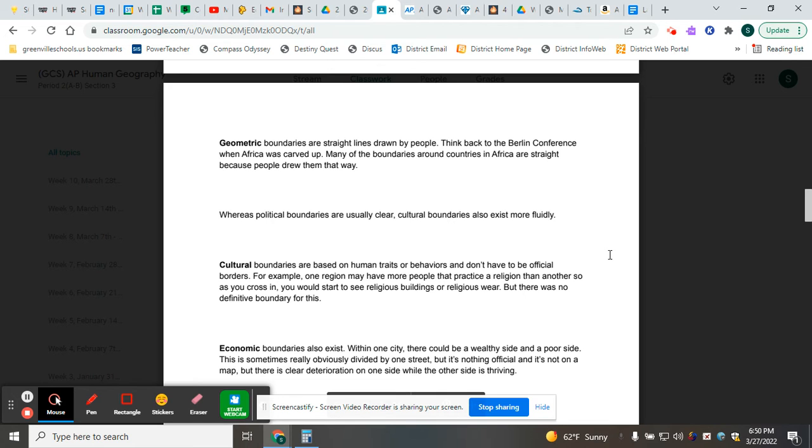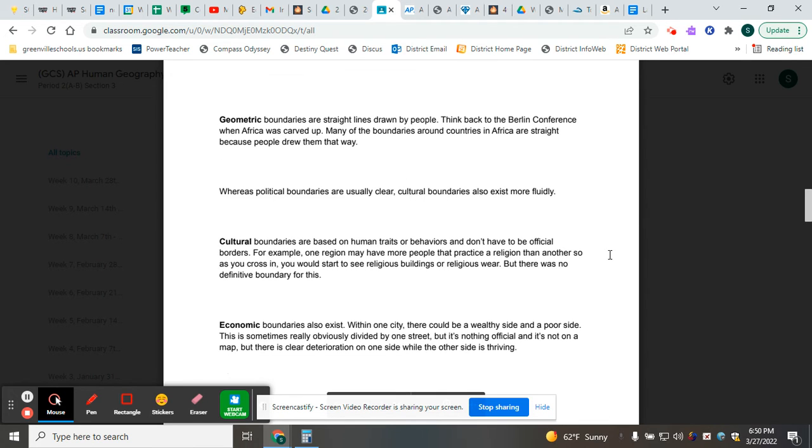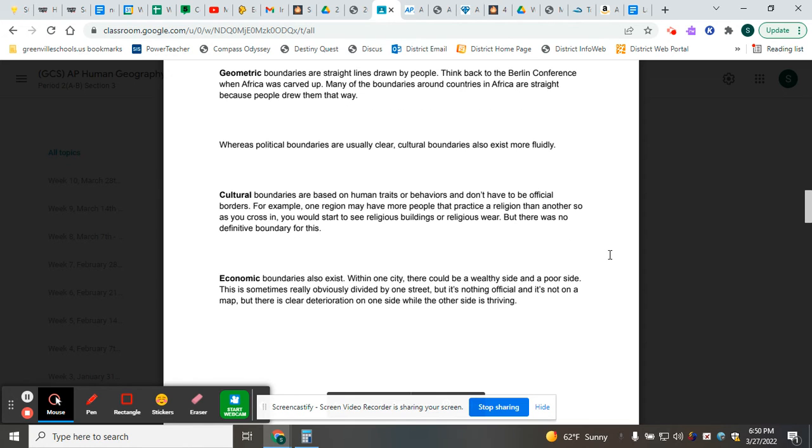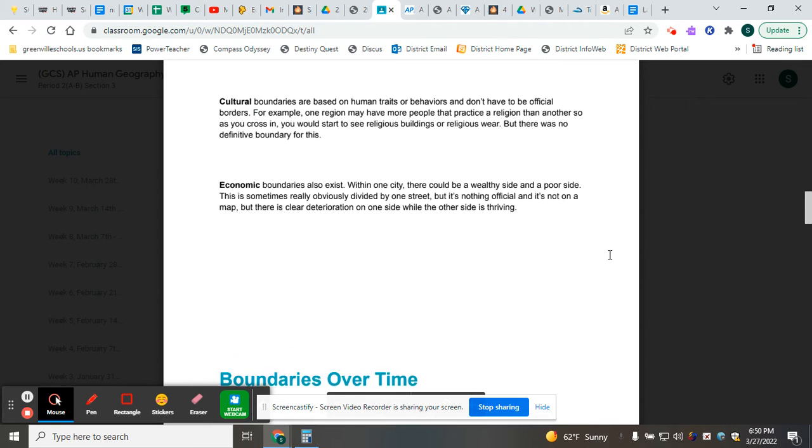Whereas political boundaries are usually clear, cultural boundaries are more fluid. Cultural boundaries are based on human traits or behaviors and don't have to be official borders. For example, one region may have more people that practice a religion than another. So as you cross in, you would start to see religious buildings or religious wear, but there was no definitive boundary for this.